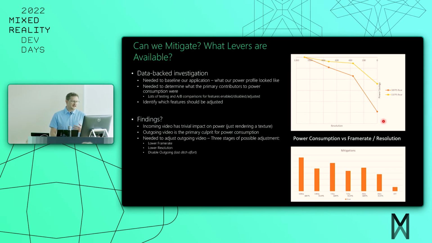And so that gave us some findings that, okay, the incoming camera, trivial impact, the outgoing camera, there's some things we can do here. There's a lot of different choices. We narrowed it down to 3 things because of how many different enumerated values we're going to get from mitigation level. And those were lowering the frame rate, lowering the resolution, and disabling the outgoing video entirely as a last resort effort before the application is closed.